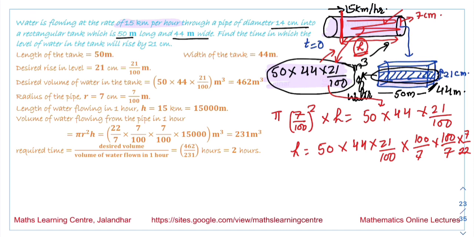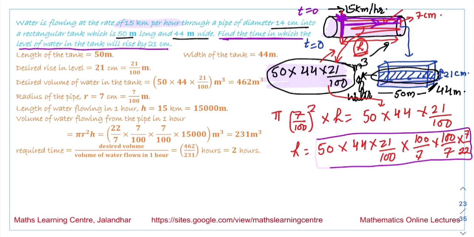So it means at the time t is equal to 0, if some particle of water is at this point, it has to move this much distance. What we want to calculate in this question is the time in which the level of water will rise by 21 centimeter. It means we want to calculate the time in which the position of this point of water, suppose some drop of water at this point, should have moved up to this, that is, it should have moved this much meters of distance.